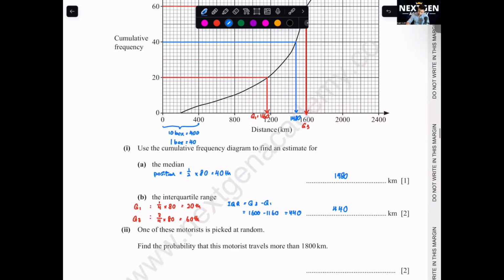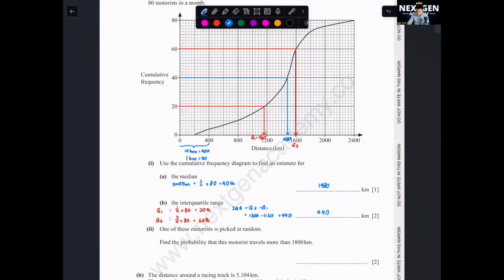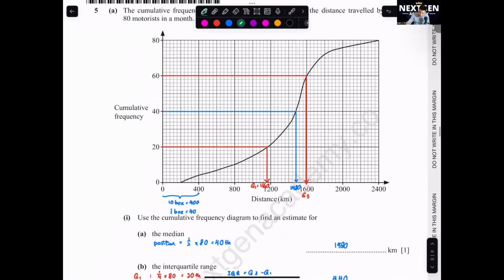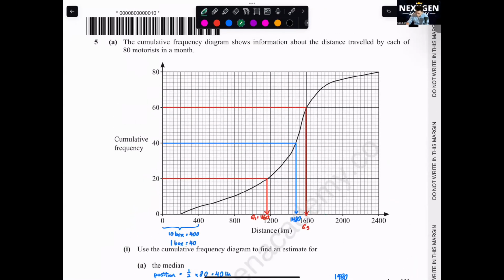Okay, next. One of these motorists is picked at random. Find the probability that this motorist travels more than 1,800 km. Okay, so we need to find how many of them travel more than 1,800 km. Now from the x-axis, you draw it out. Okay, how many of them?